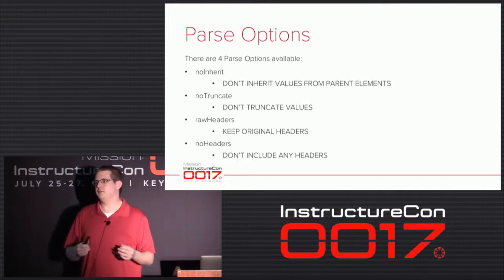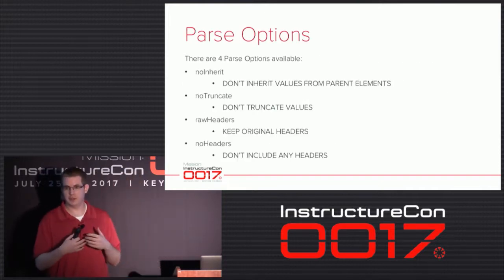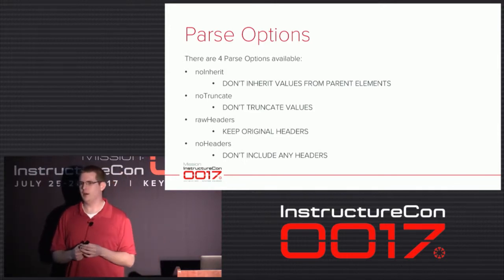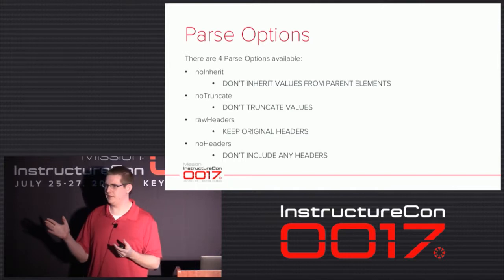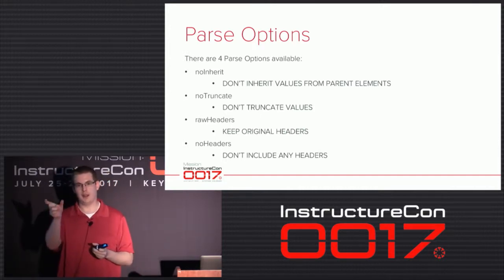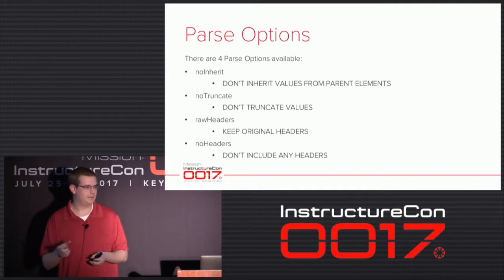And then parse options. This is basically just saying how you want the information returned. There's 4 different options. You have no inherit. Basically, you're going to always use this. I haven't figured out a reason why you wouldn't yet. I'm still trying on that. But basically, if Canvas returns a blank space, no inherit will keep that blank space instead of grabbing the top piece of information and bringing it down.